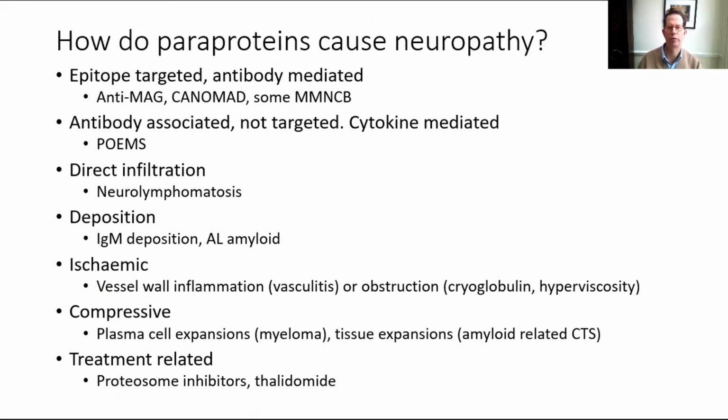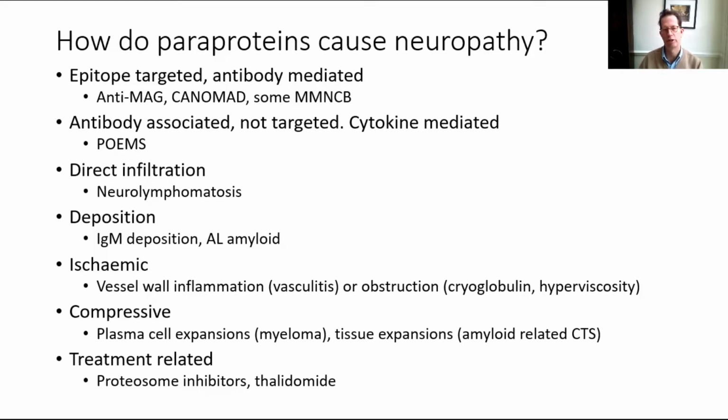So one of the things to think about when you're deciding whether paraproteins and neuropathies are related is how might those paraproteins cause the neuropathy that you might purport to be related. So neuropathies are either targeted at epitopes, giving very specific clinical pictures. The IgM anti-MAG demyelinating peripheral neuropathy is a very specific disease, which we'll come back to, as is CANOMAD, as is multifocal motor neuropathy associated with anti-GM1 paraproteins. Sometimes, although there is a paraprotein and the neuropathy is antibody associated, it's not targeted by that antibody, and the mechanism is cytokine mediated, such as in POEMS syndrome.